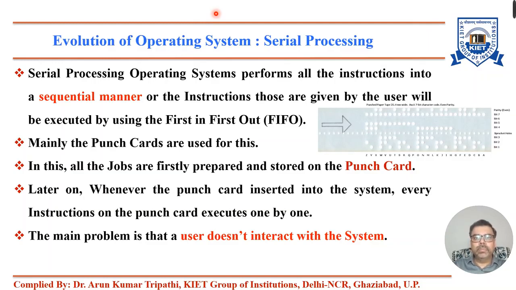Now I am going to cover the evolution of operating system. Firstly, I am covering serial processing. As its name shows, processing in serial order means whatever instruction is given to the system first will get executed first. Then when it is completed, the second instruction will get executed, then the third, and so on. So the serial processing operating system performs the instructions in a sequential manner. All the instructions given by the user will be executed in FIFO manner, means first in first out.